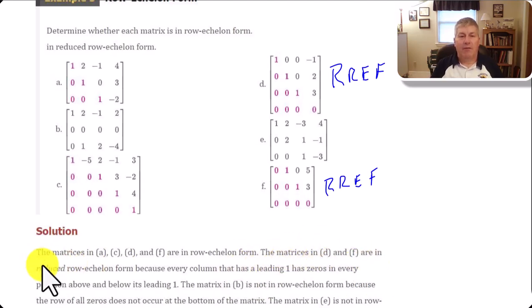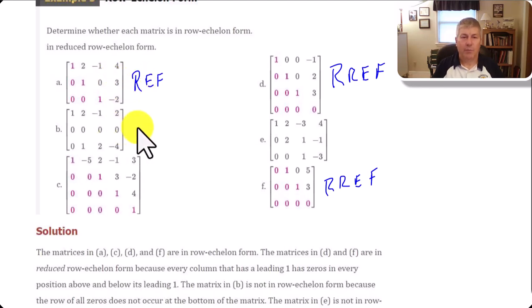The matrices in D and F are in reduced row echelon form because every column that has a leading 1 has zeros in every position above and below its leading 1. So we can see above and below its leading 1, we have nothing but 0. Those are in reduced row echelon form, whereas A is just row echelon form, because in column 2 we don't have a 0 above the 1 in row 2. We've got a negative 1 up here. So this one is in just row echelon form and not reduced row echelon form.